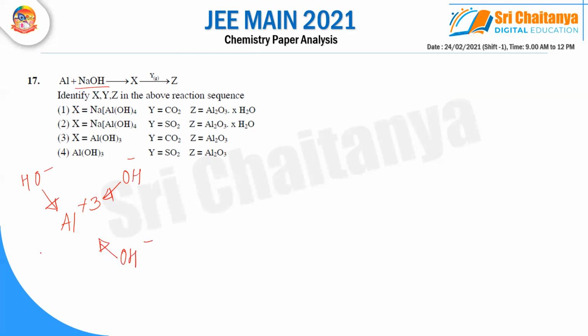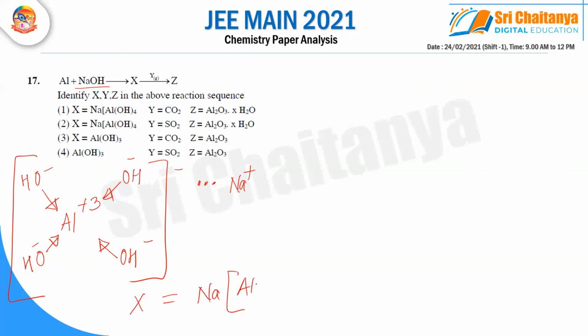Why? Because Al plus 3 is very small. It cannot go to a coordination number of 6. Coordination number 4 seems fine because Al plus 3 is very small. Now this complex is going to have a net charge of -1, and therefore Na plus will be associated with it. So what is X? X is nothing but Na, and this complex has how many OH? 4 OH.